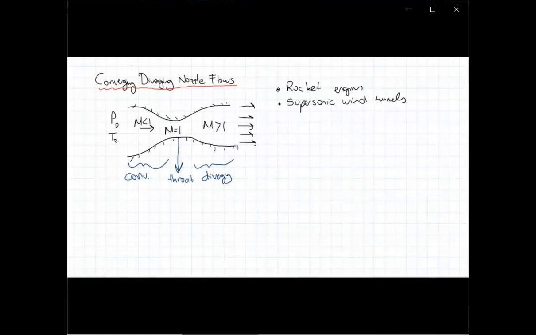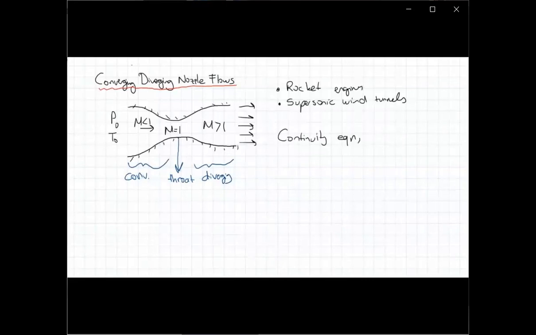Now, first we will talk about the fundamental equation that can be used to design or obtain the first design for a converging diverging nozzle flow. That relation is called the area Mach number relation, and in order to derive that, we start with the continuity equation.